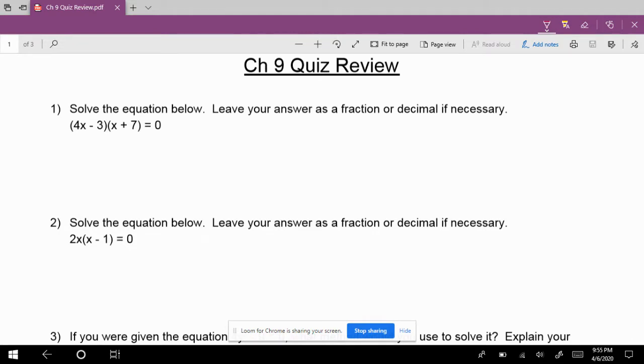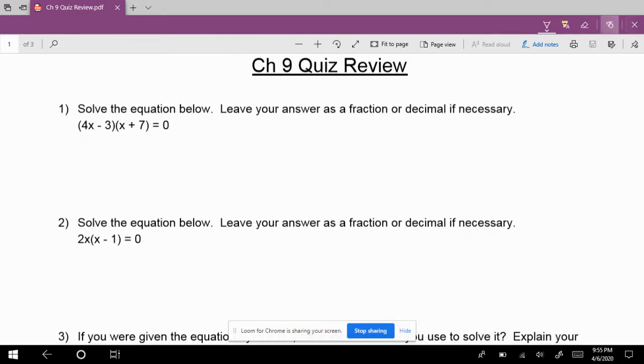You just need to do what is best for you. So for number one, to solve this one, it's already in the zero product property. We have one thing times another. And so the zero product property says at least one of those has to be zero. So you're going to break this down into 4x minus 3 is equal to 0 and x plus 7 is equal to 0. So solve each one.